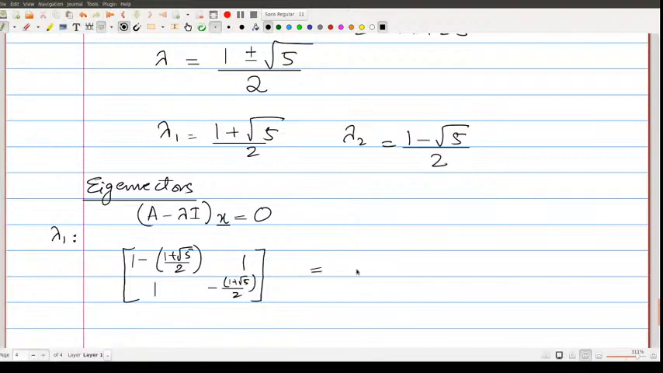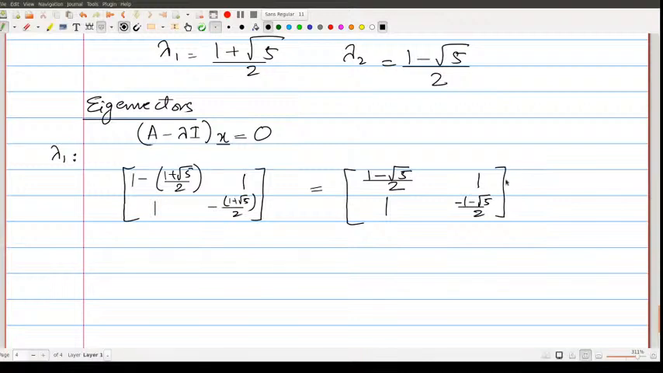Okay, let's write this down. What is this going to be? This is (1 minus square root 5) over 2, 1, and this is 1, minus (1 plus square root 5) over 2. Now let's try to find the eigenvector, so let's augment this with the 0 vector. I should really get the second row to be 0, because I should only be able to get one eigenvector, right? So let's see what we get.